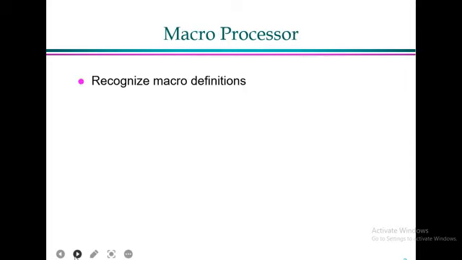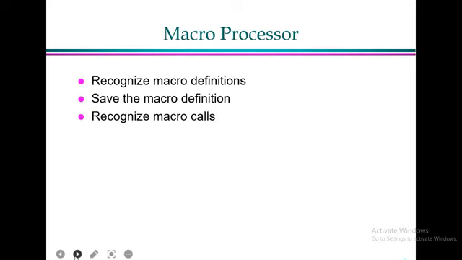Now see the working of the macro processor. What does the macro processor do? First, it recognizes the macro definition. After recognizing the macro definition, it saves the definition. Then it recognizes how many macro calls there are. After recognizing a macro call, it expands the macro call.